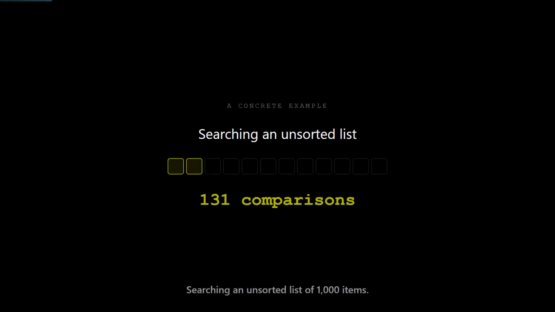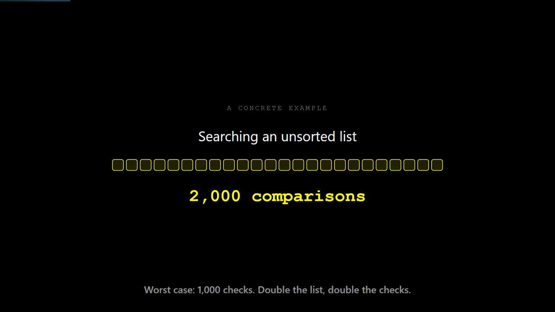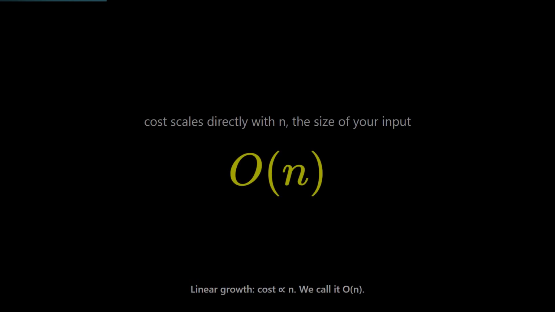Say you're searching for a name in an unsorted list of 1,000 items. Worst case, you check all of them, 1,000 comparisons. Double the list, and that doubles too. That's linear growth. Cost scales directly with n, the size of your input. We call it O(n).